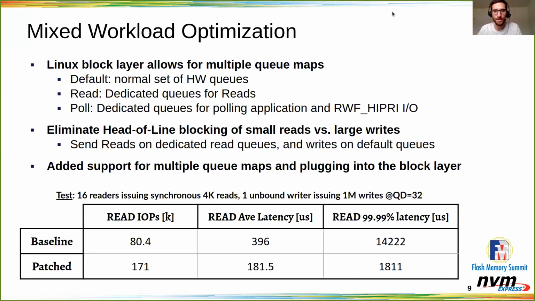So with the baseline, we see the read IOPS are somewhere around 80K IOPS with an average latency of 396 microseconds. And the tail latency can go up to 14 milliseconds, which is obviously not great. But now that we separated read and write to different queue maps, the IOPS have more than doubled, with 171K IOPS.